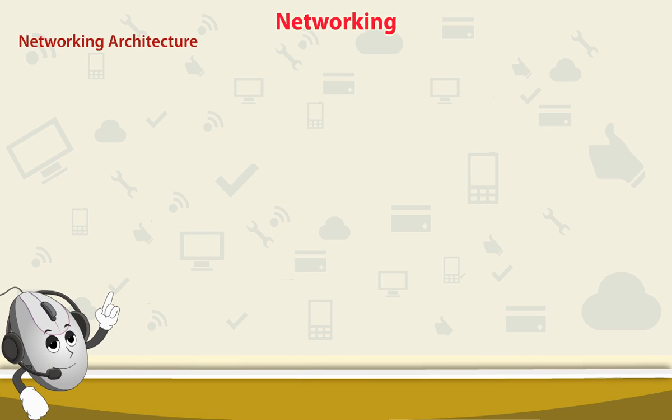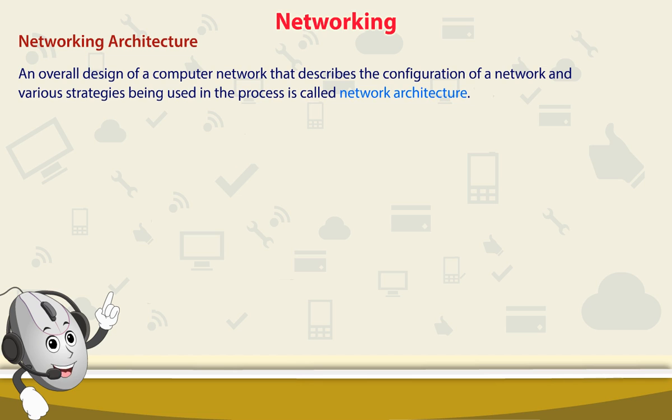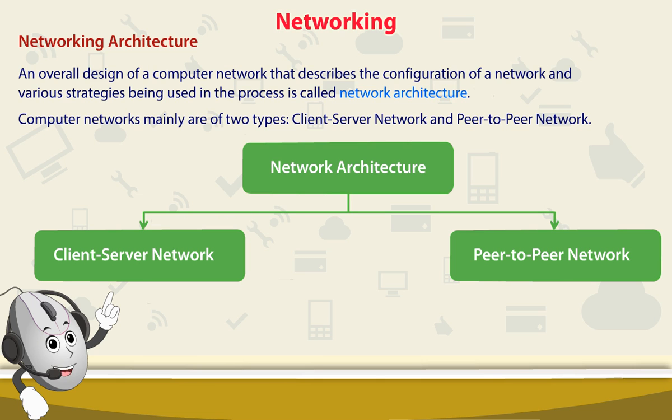Networking architecture. An overall design of a computer network that describes the configuration of a network and various strategies being used in the process is called network architecture. Computer networks mainly are of two types: client-server network and peer-to-peer network.